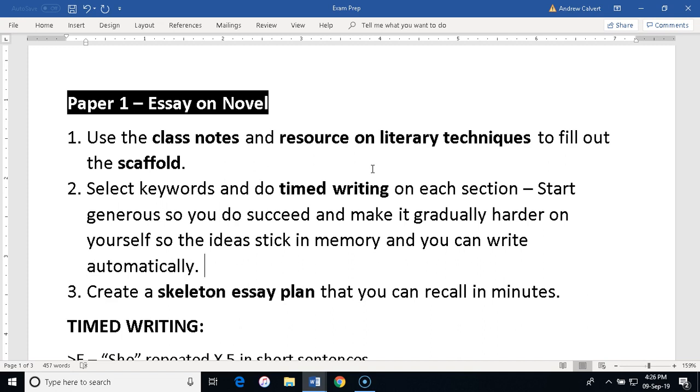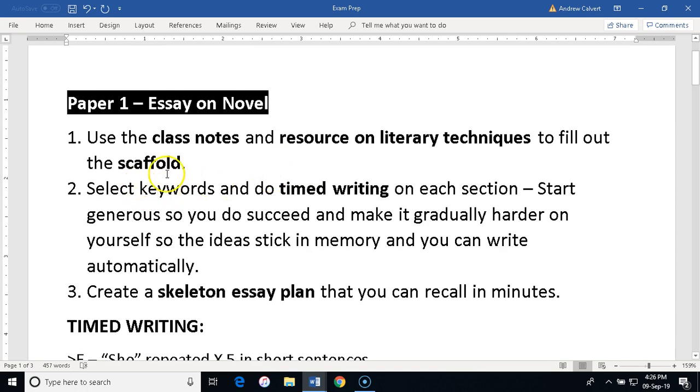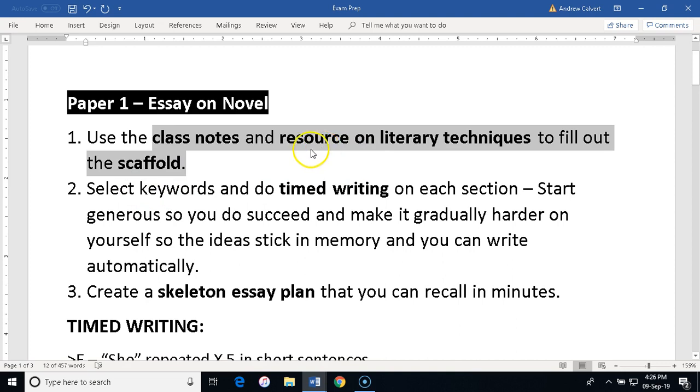Because there's a lot of things we know don't work, like sitting there and highlighting stuff or last minute searching on Spark Notes. These things aren't going to help with the kind of question you're going to get in the exam. So what we're looking at really for effective prep is looking at how it's one exam with three papers, not three different exams that have no relationship to each other. So we want to work in a way so that what we do is going to help us on all three papers.